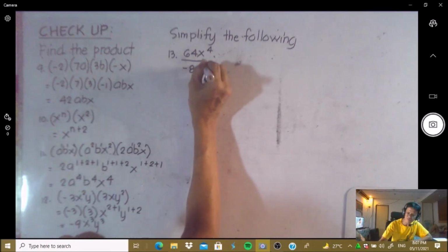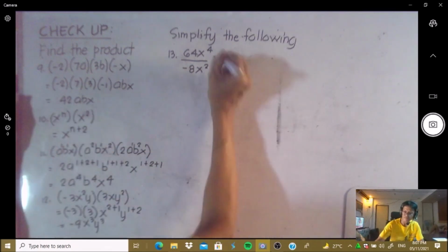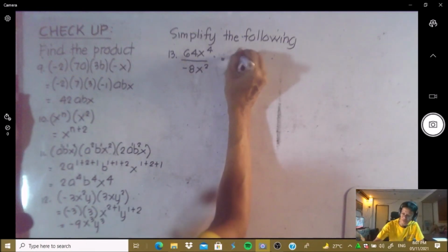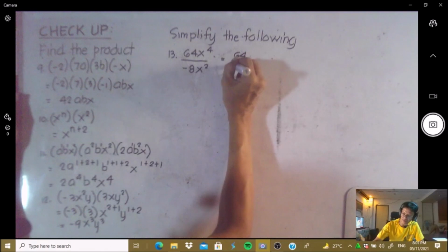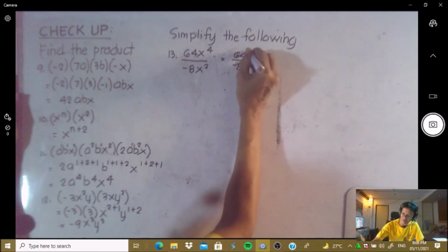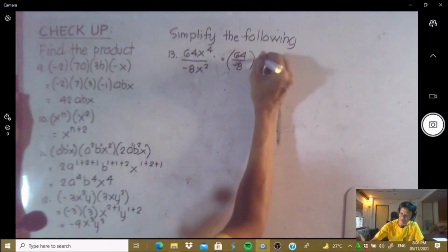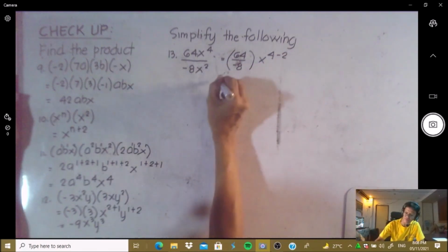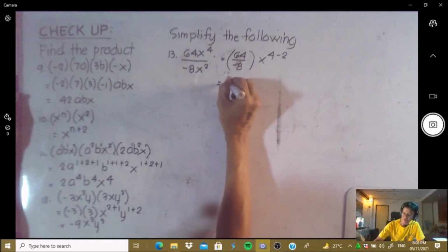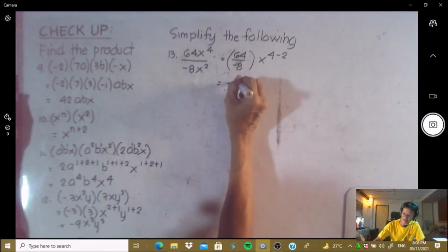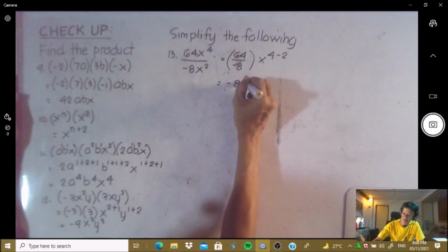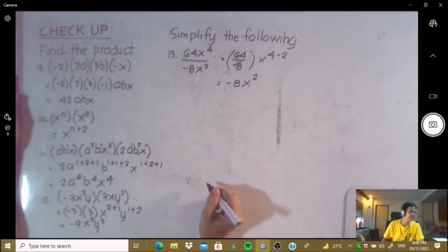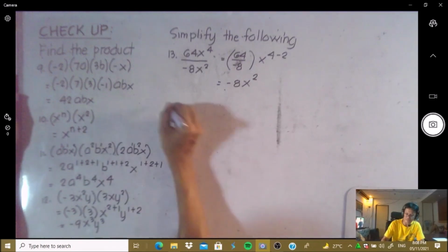Okay, therefore we have 64 divided by negative 8. Then we have x raised to 4 minus 2. And therefore, negative 64 divided by 8 is negative 8. So we have negative 8x squared. And that is our answer.